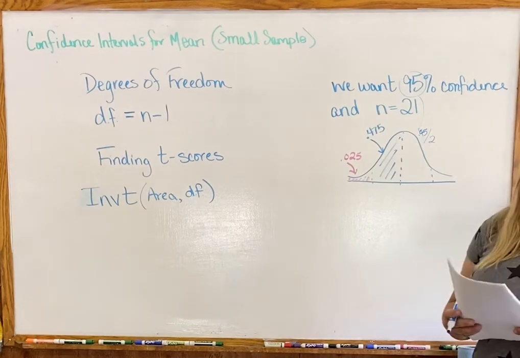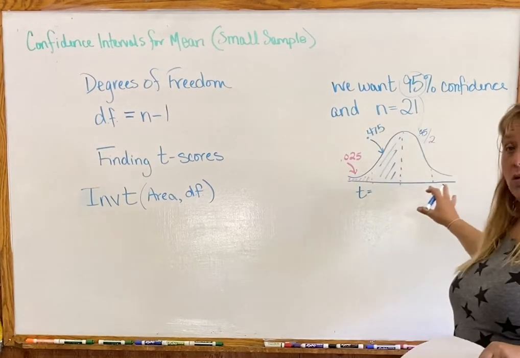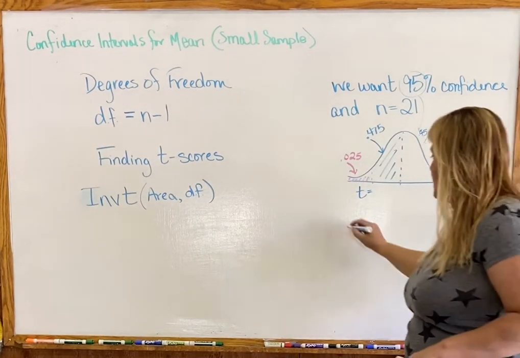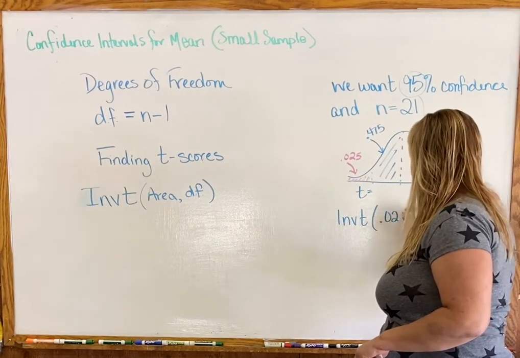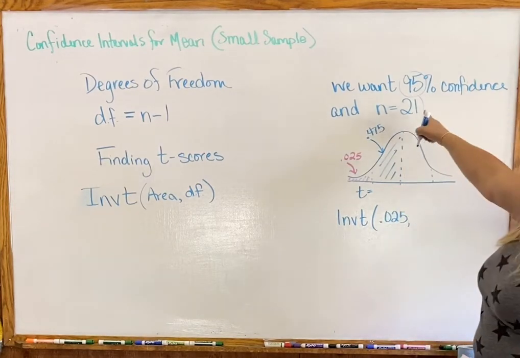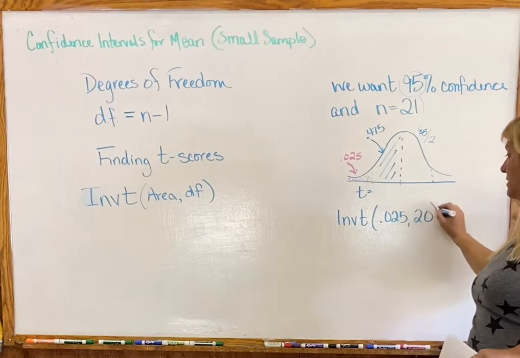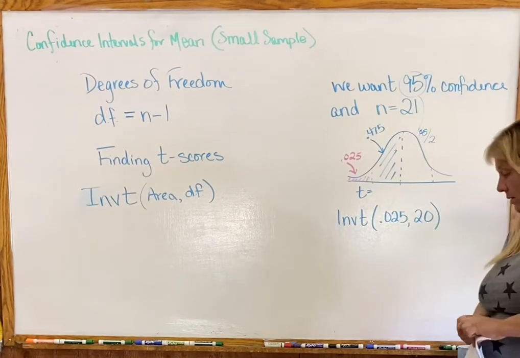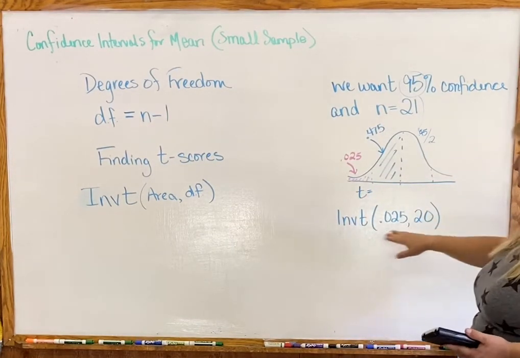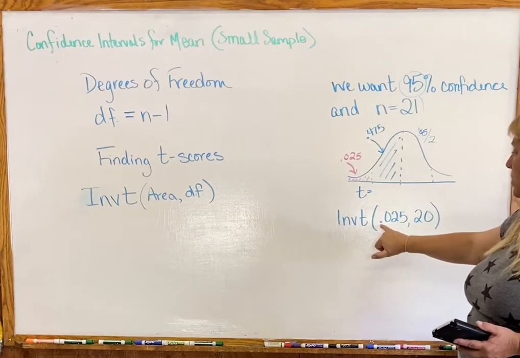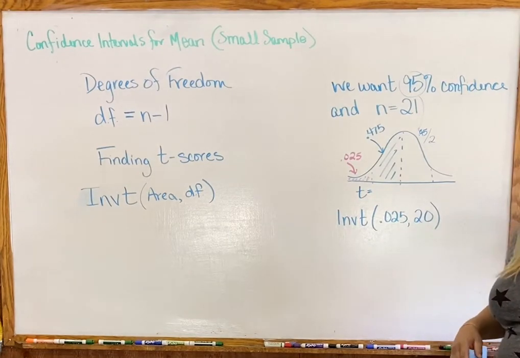But now we're ready to do the inverse t part of it, and we're going to find a t-score. This is not a z-score, we're definitely doing a t-score here. So we're going to go inverse t, and we put 0.025 in there. Then it asks us for the degrees of freedom. Well, if our n is 21, our degrees of freedom is 20. For some of you, your calculator is going to do it just like this: you put in inverse t, it gives a parenthesis, you put in 0.025, comma, 20, and just hit enter.